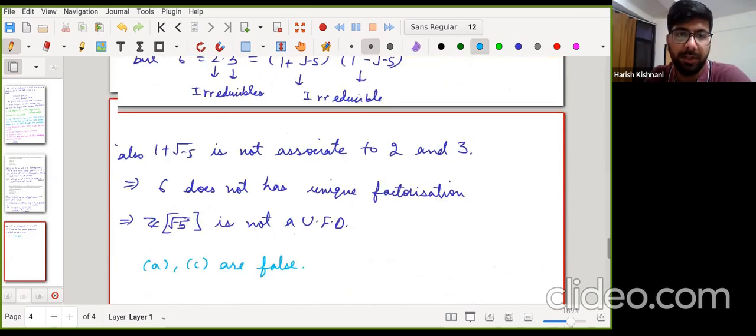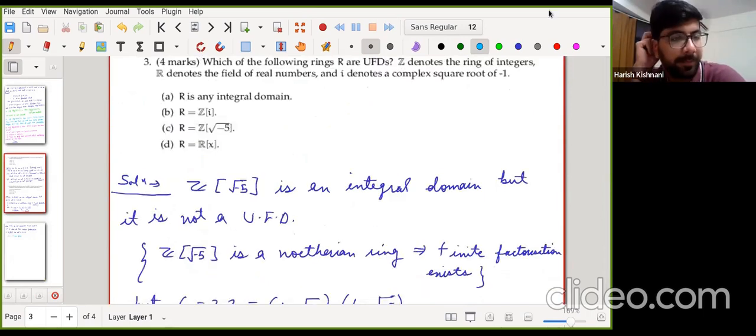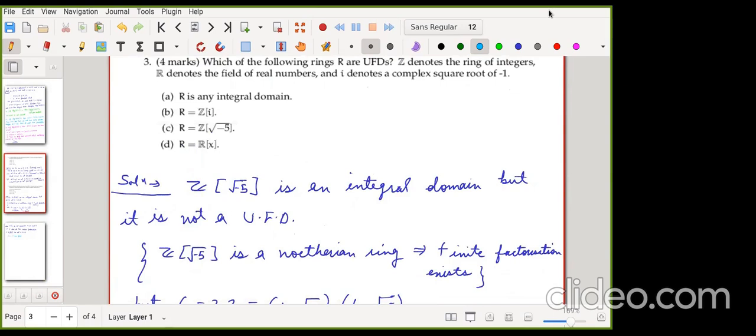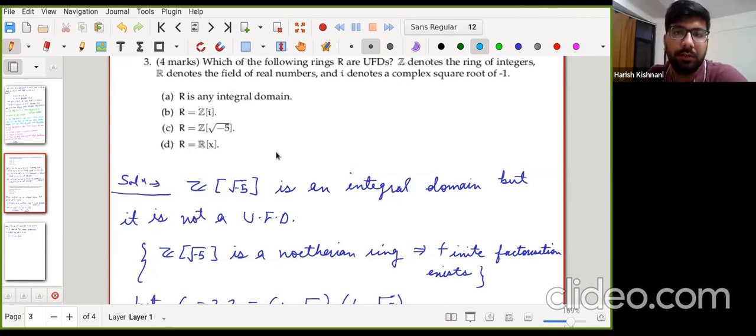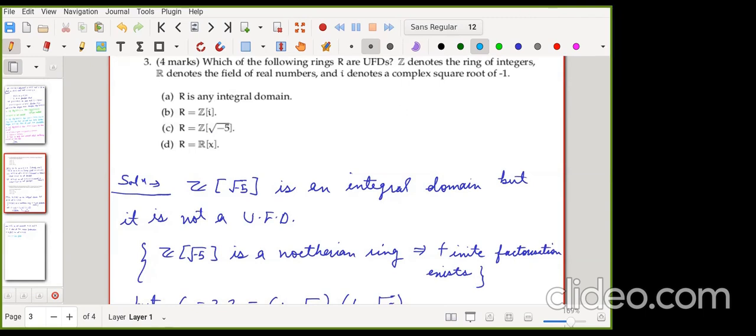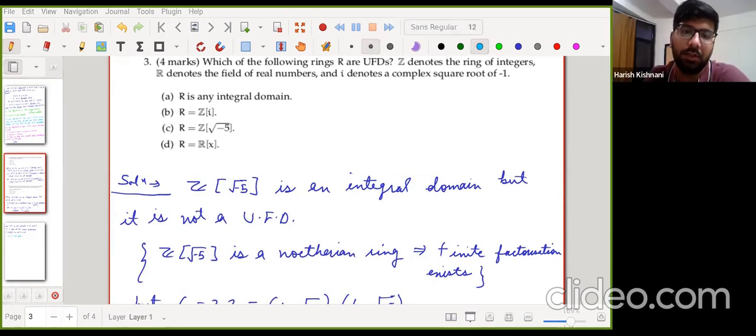What about the B one? R is a field. Yeah, R is a field. Therefore, any field adjoint with the X is a UFD. Or you can just say this: if a ring is a UFD, then R[x] is also a UFD, and since the real numbers is a UFD, then R[x] is a UFD. Yes, you're right. Okay.